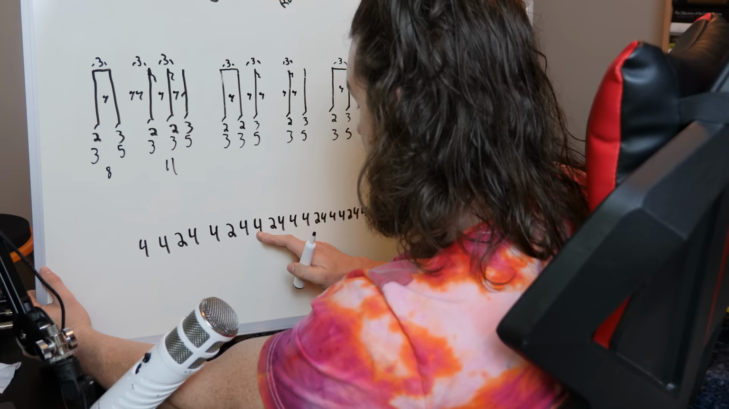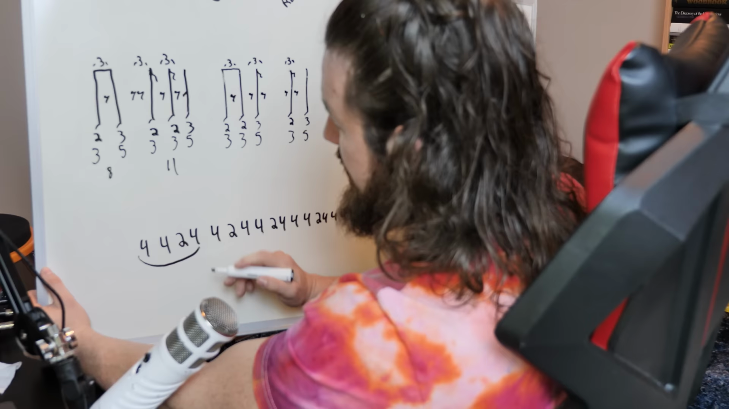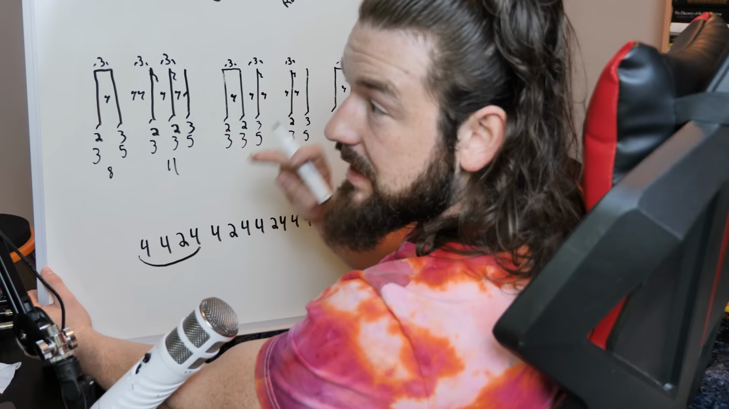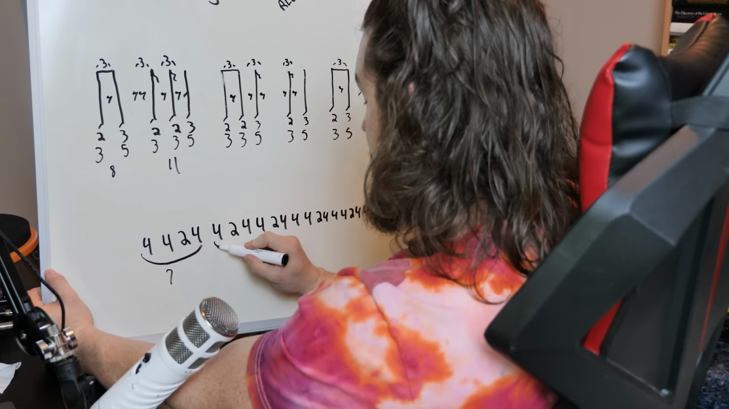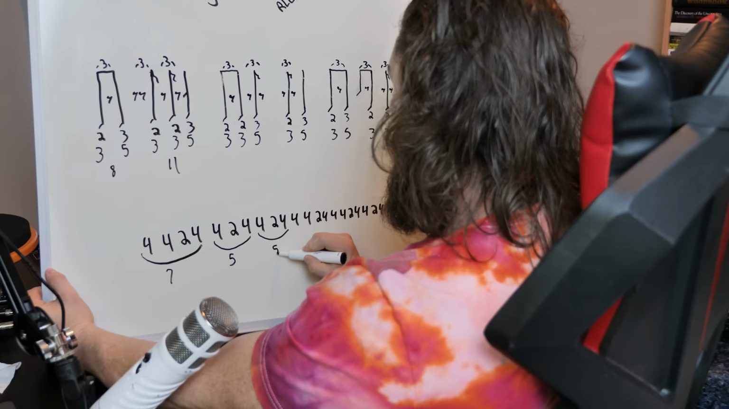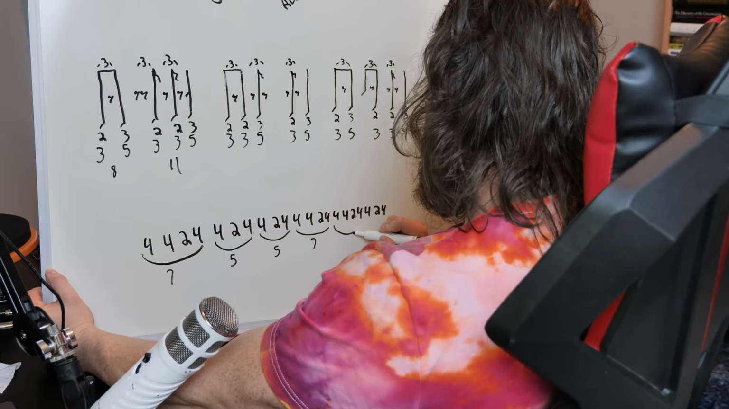And this, if you just repeat it, da da da da da da da da, 1 2 3 4 5 6 7, 1 2 3 4 5 6 7. That's basically what it sounds like, okay? So this is ultimately a seven, and these are ultimately fives, and this is ultimately a seven, and this is ultimately a seven, and ultimately a five.